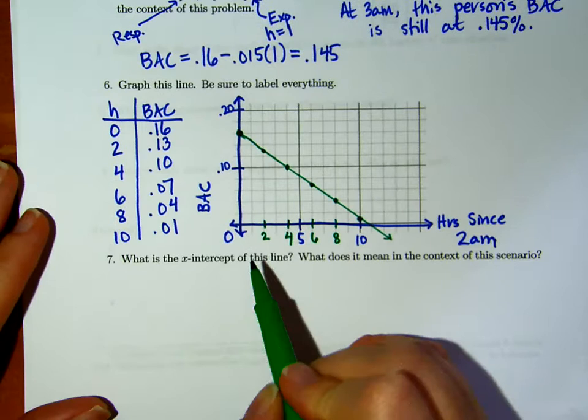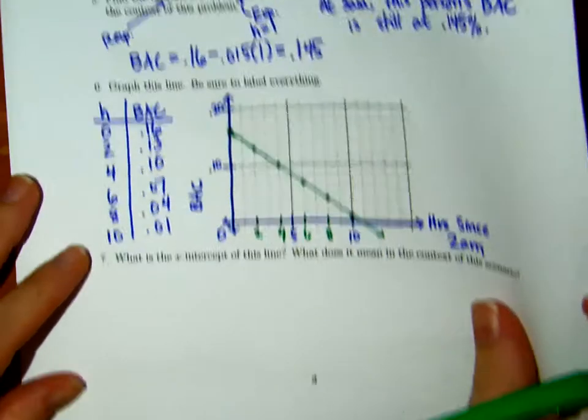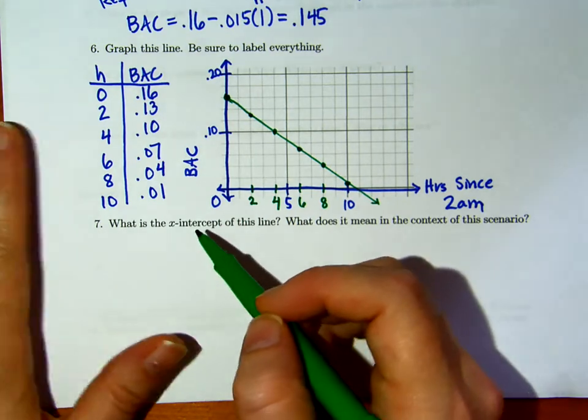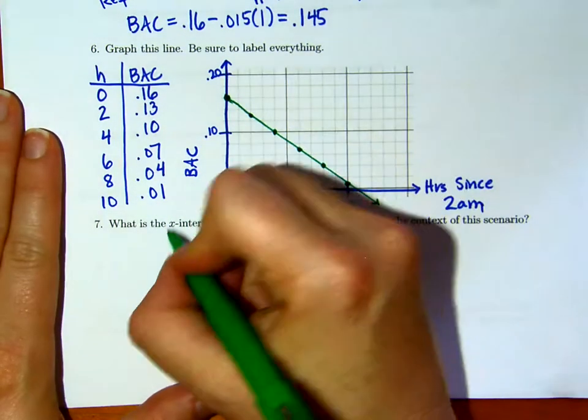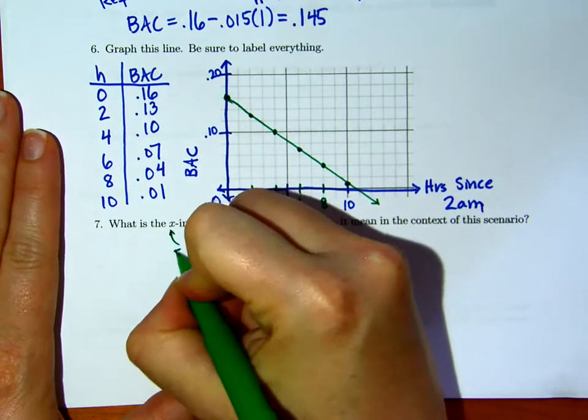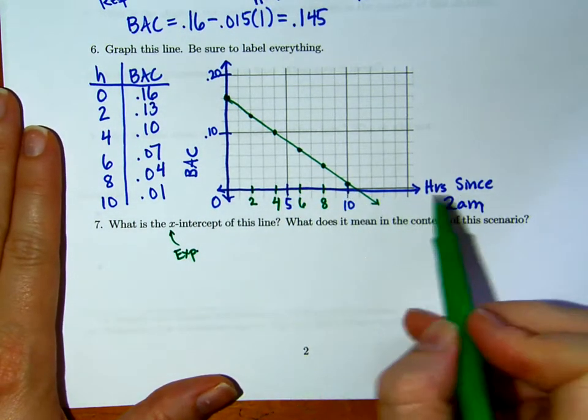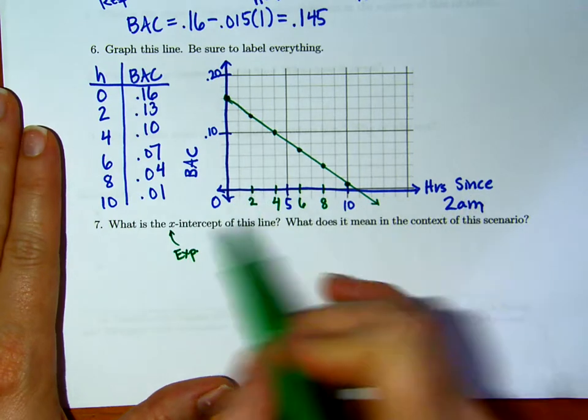What is the x-intercept of this line? Okay, well, we actually haven't ever talked about this up until this point, but I'm sure your teachers of the past have. And x is the explanatory variable or the independent variable. So that's along the horizontal axis.